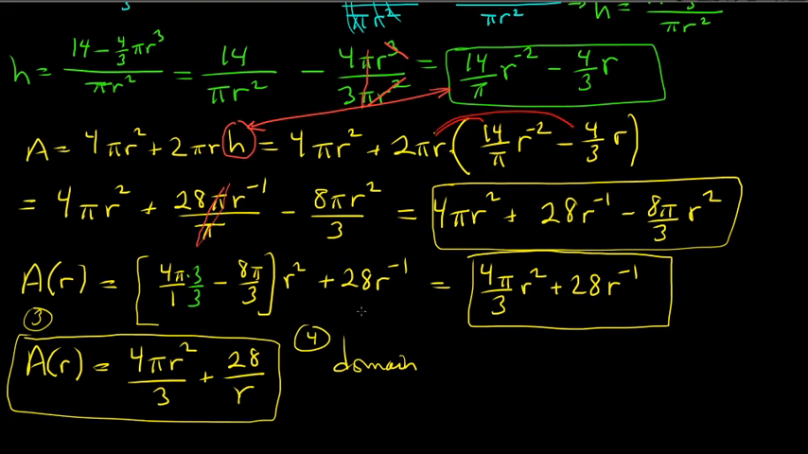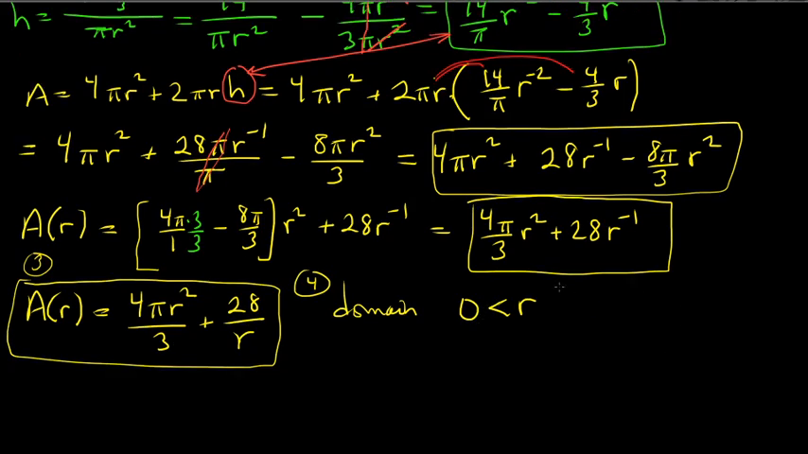So you can't divide by 0. So r has to be positive. It has to be strictly bigger than 0, not equal to 0, because then the area will be infinite, or it won't make sense. You'll be dividing by 0, which is undefined. So the radius certainly has to be positive.